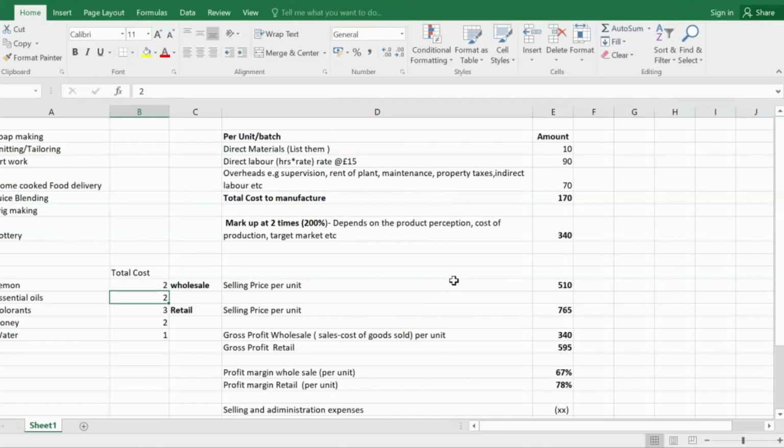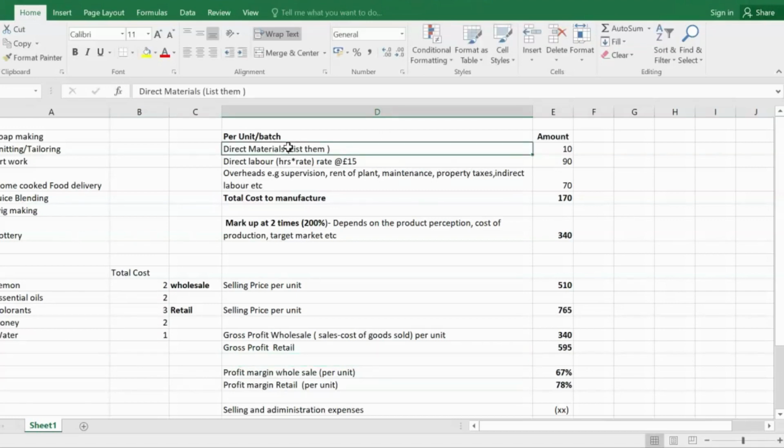So you can do this template as a batch or per unit. You can determine the cost per unit or the cost of producing a batch. Probably a batch of soap is 100 soaps or 1,000, depending on your production scale and the demand for your products. So we'll start with direct materials, list the amount here, then direct labor, and determine the rate that you would charge per hour making the soaps, one soap or batches of soaps. So I said 15 times probably 6 hours that I used to make the soap, which is 90.